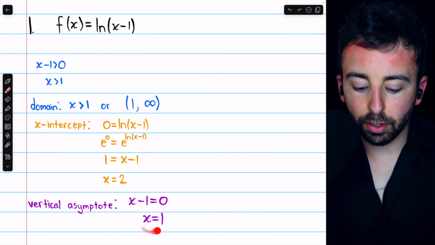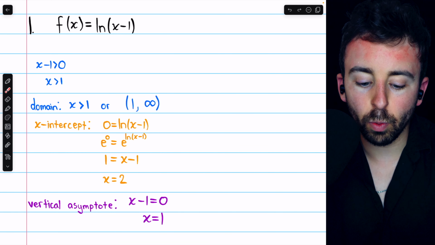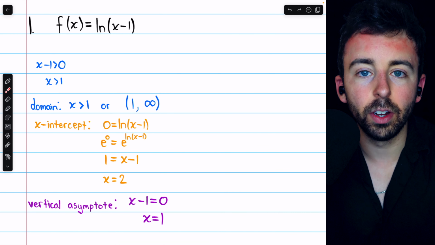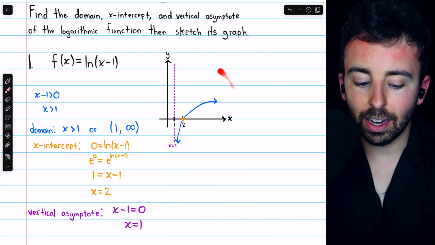Note that we could have jumped straight to that from the domain. We already know that x has to be greater than 1, so it must be at 1 where the vertical asymptote occurs. And then we can use all of this information to sketch this graph.